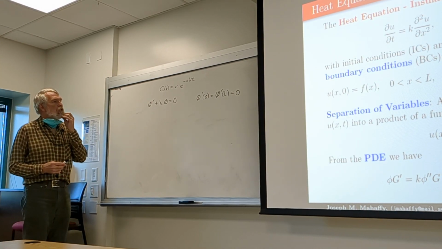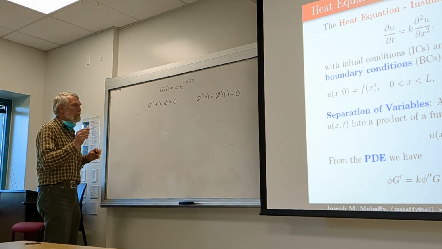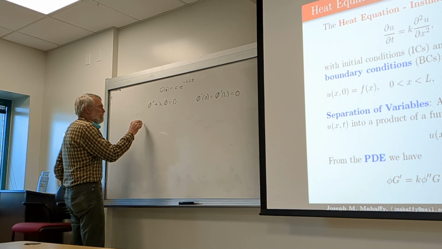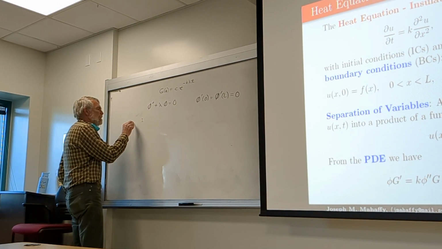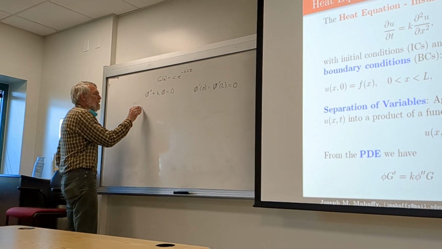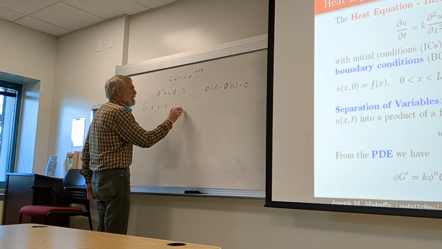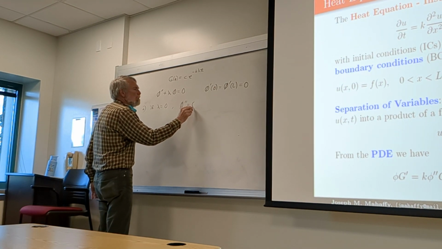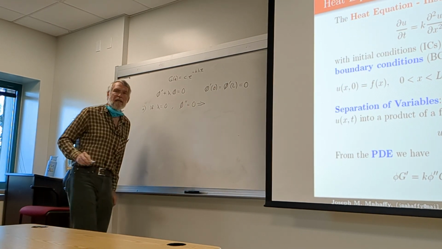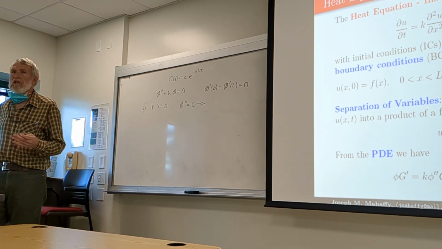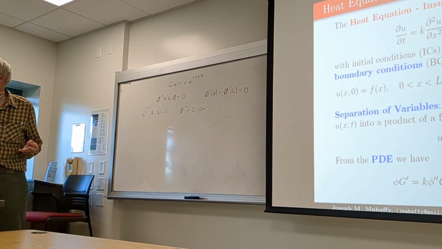All right, so I think we had already started that if, this is case 1, if lambda equals 0, we're solving phi double prime is equal to 0. And what does that tell us? What's the general solution of phi double prime equals 0?